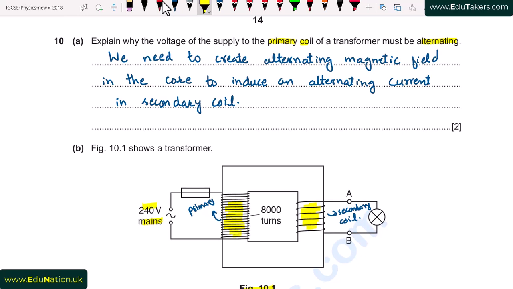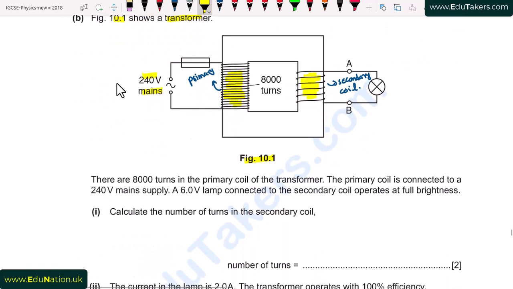Part B. Figure 10.1 shows a transformer. Here is figure 10.1 and there is a transformer. There are 8000 turns in the primary coil of the transformer. We can see from here that these are the 8000 turns in the primary coil. The primary coil is connected to a 240 volt mains supply. A 6.0 volt lamp connected to the secondary coil operates at full brightness. Part 1. Calculate the number of turns in the secondary coil.